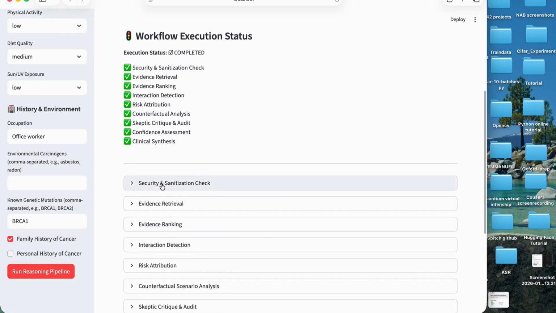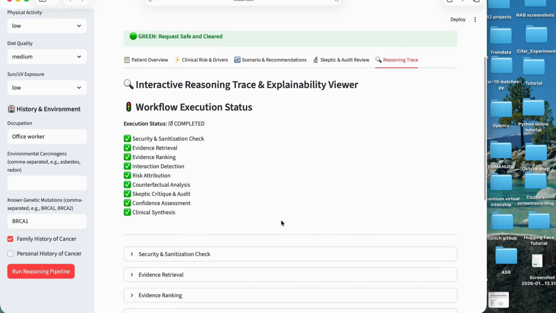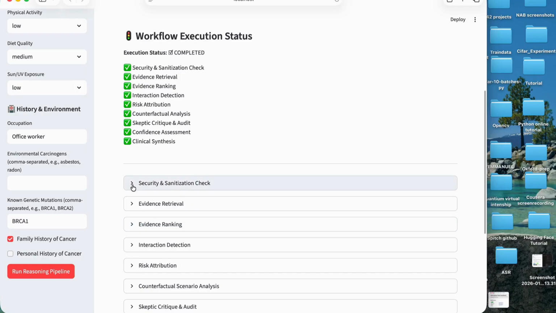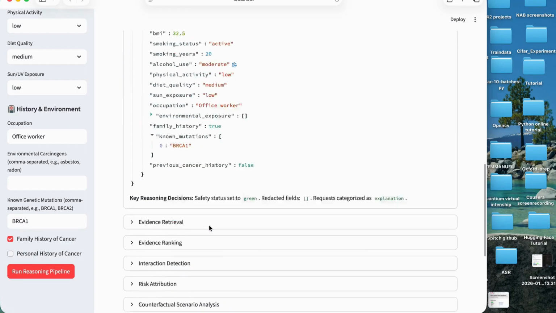And the last one is the reasoning trace. Here, every stage of the workflow is recorded in a reasoning trace, allowing users to inspect how information moved through each specialized agent before the final report.